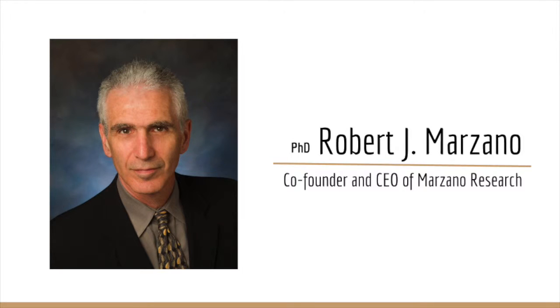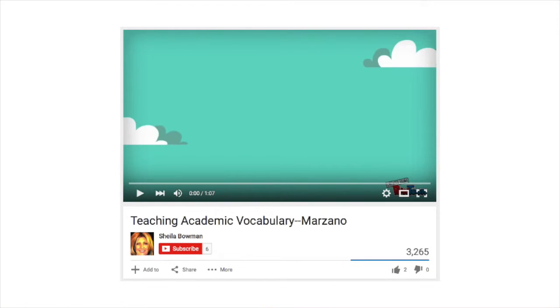Robert Marzano is one of the key spokespeople in education and the building of academic vocabulary. As stated by the Marzano Research website, Robert J. Marzano, PhD, is co-founder and CEO of Marzano Research in Colorado. A leading researcher in education, he is a speaker, trainer, and author of more than 30 books and 150 articles. In the following video, here are 6 steps for teaching new vocabulary terms as stated by Robert J. Marzano.